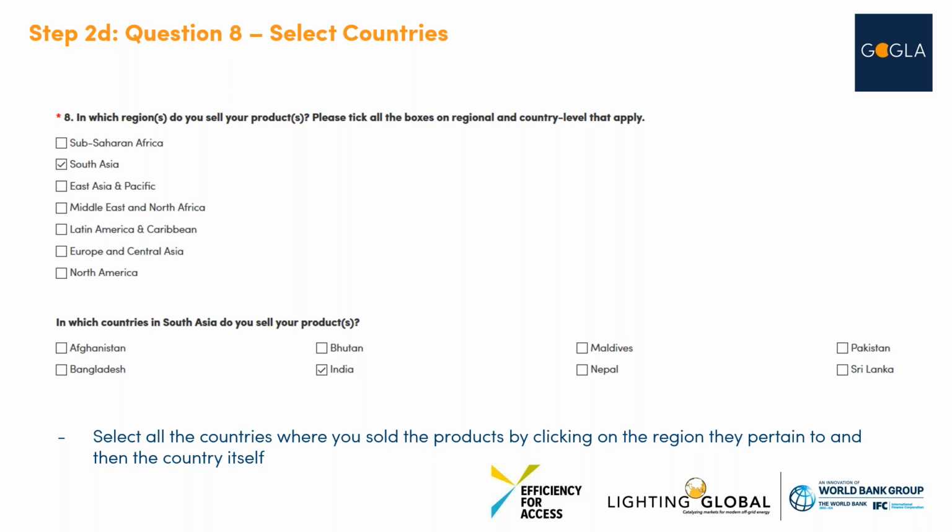So because we gather sales on the product level, we also gather them on a country level. So we ask you to select all the countries that you have sales in. You first will need to select the broader region here. And then once you select the region, a drop-down will appear, and then you will need to select all the countries that you make a sale in.